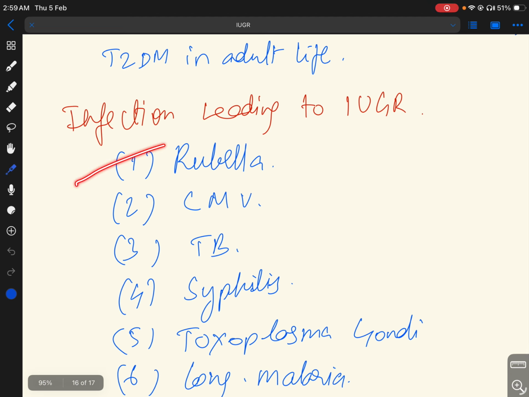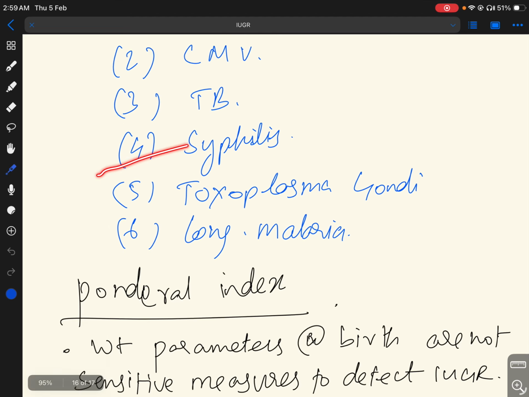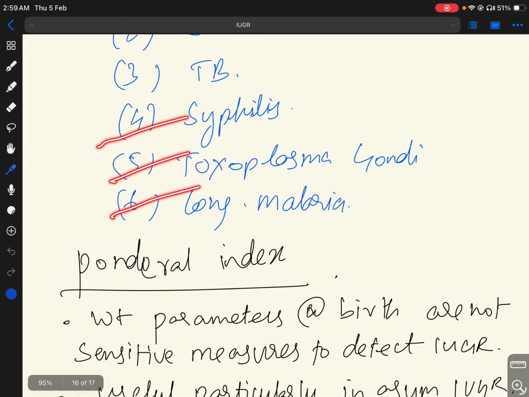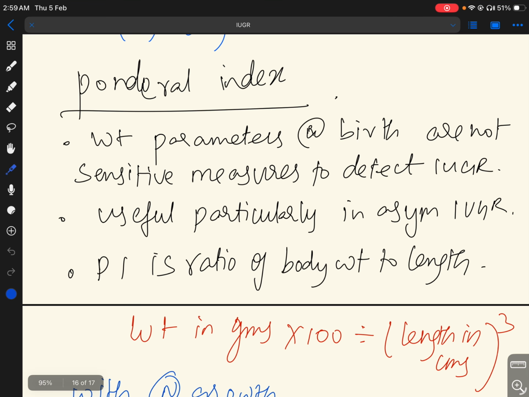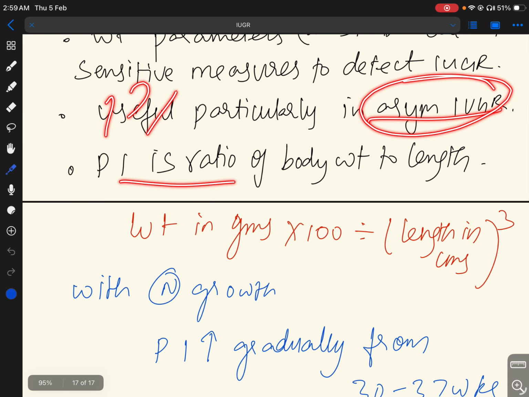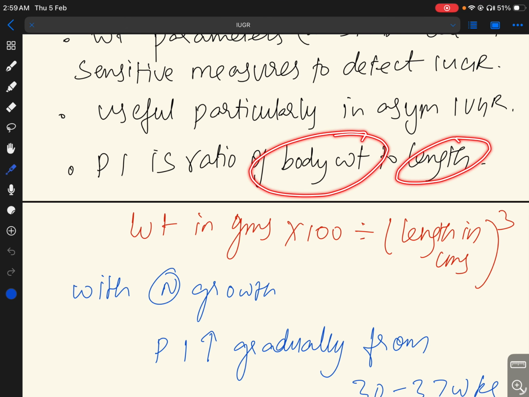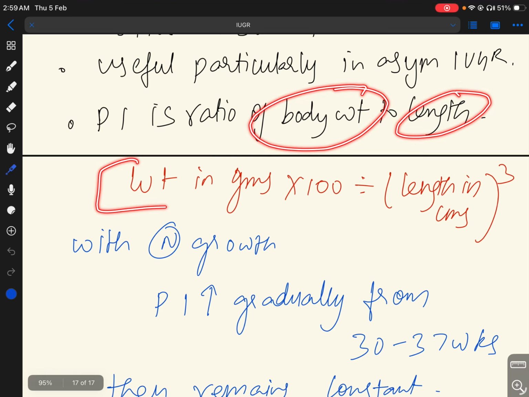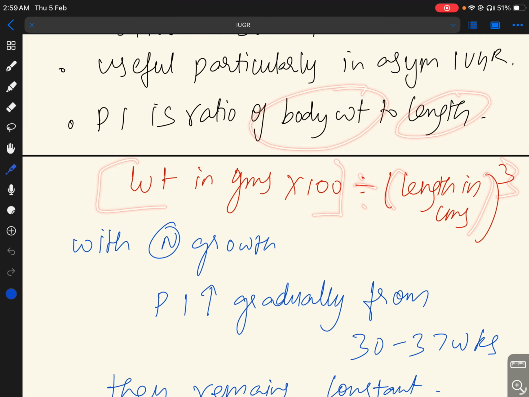Infections leading to IUGR: rubella, cytomegalovirus, tuberculosis, syphilis, Toxoplasma gondii, and congenital malaria. What is the ponderal index? Weight parameters at birth are not sensitive measures to detect IUGR. So PI is useful particularly in asymmetric IUGR. PI is the ratio of body weight to length. So you have to do weight in grams times 100 divided by length in centimeters cubed.